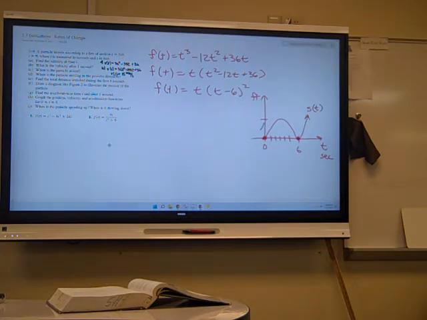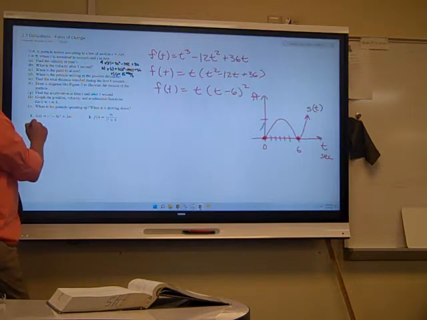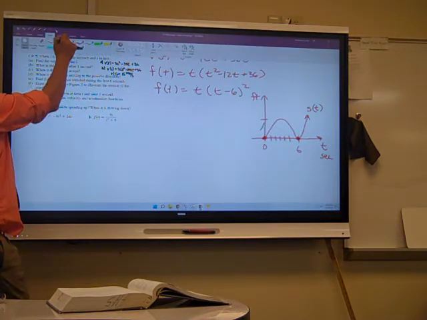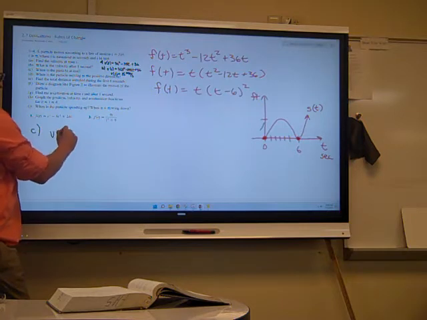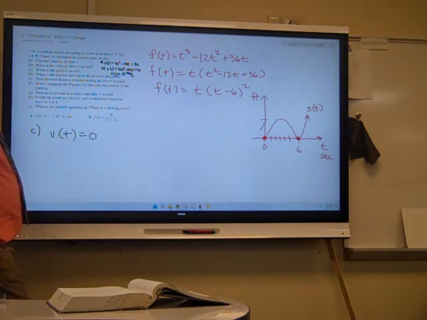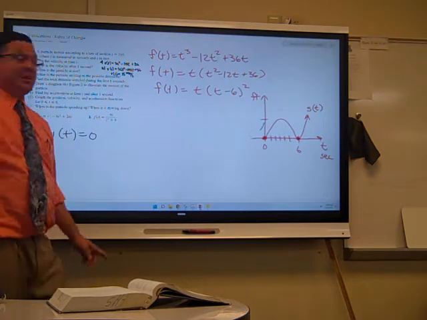Okay, what's particle at rest mean, everybody? Not moving. So what's the velocity at that instant? 0. So everybody, for letter C, I want to know when v of t is 0. You guys agree? It's the peak. All right, it is going to be the peak.